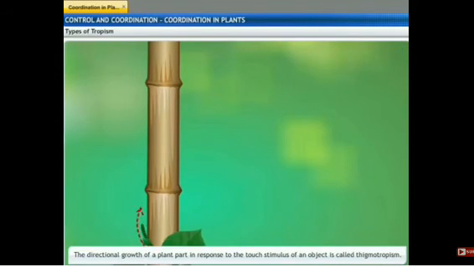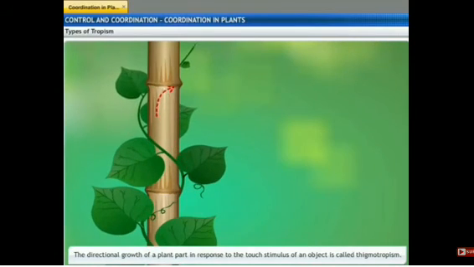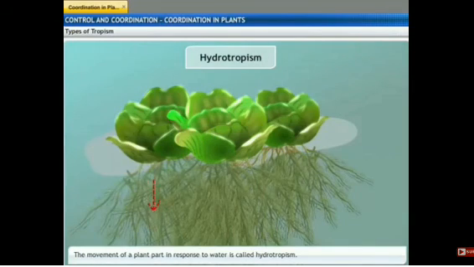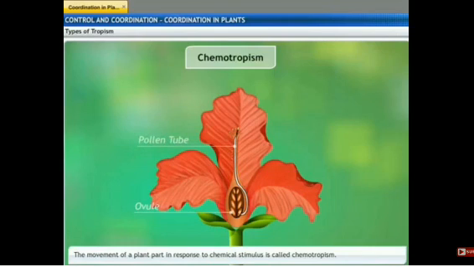So, we see that plants respond to stimuli slowly by growing in a particular direction. As this growth is directional, it appears as if the plant is moving. Hydrotropism is another growth response in which the direction is determined by the stimulus of water. Chemotropism is movement caused by a chemical stimulus. The growth of pollen tubes towards ovules is an example of this type of tropism.